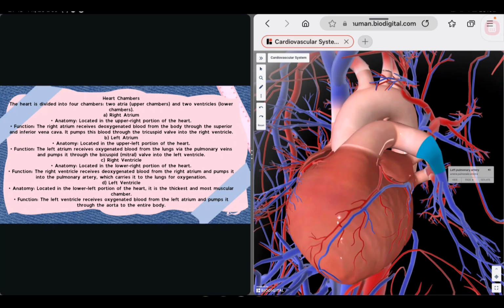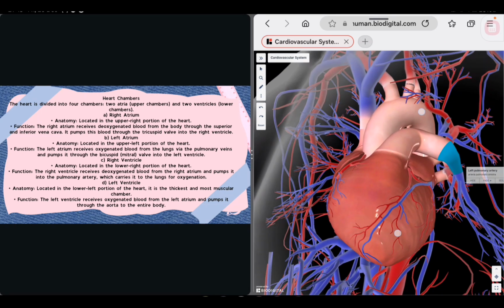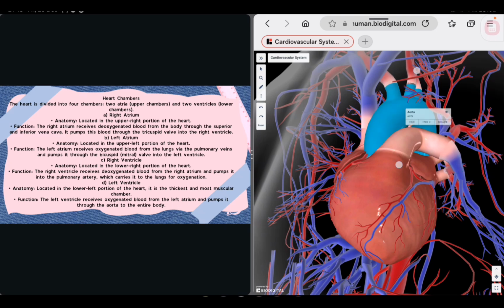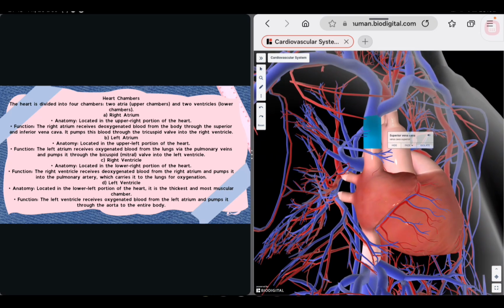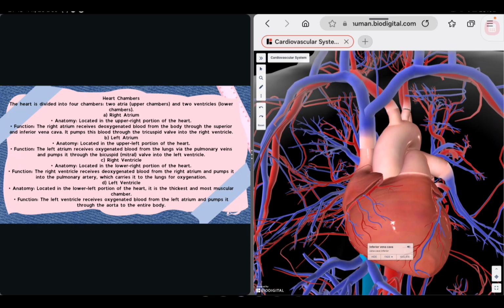Pulmonary artery will carry deoxygenated blood from the right ventricle to the lung for oxygenation. Aorta, the largest artery in the body, carries oxygenated blood from the left ventricle to the entire body. Superior and inferior vena cava return the deoxygenated blood from the upper body to the right atrium. It's just superior for the upper body and inferior from the lower body.